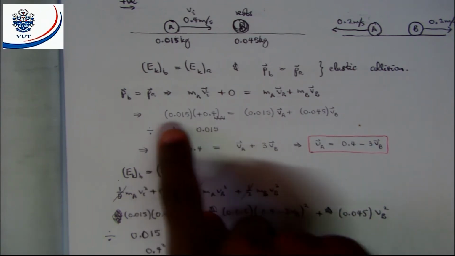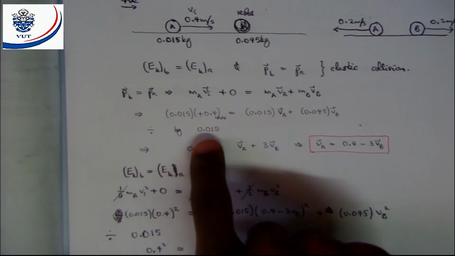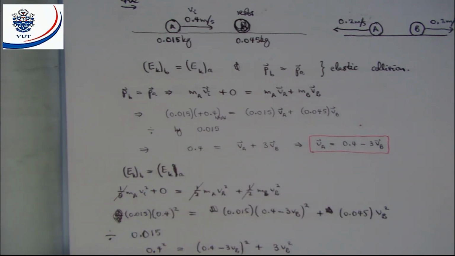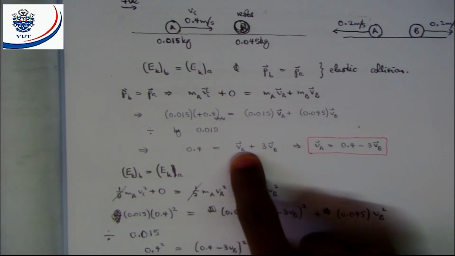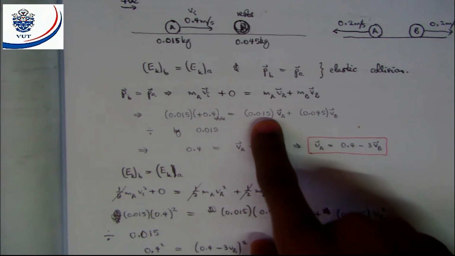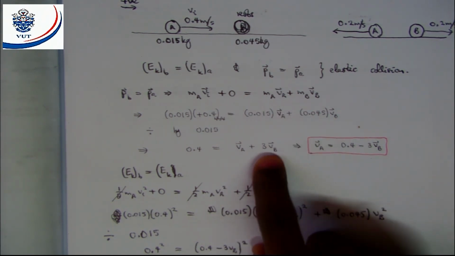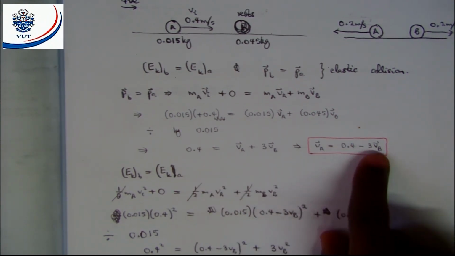Here you can see there's a common 0.015, so I just divide by 0.015 because it's a small number and it can be irritating working with them. So here I'll be left with 0.4. Then I only have VA plus 3 VB, because that's 0.045 and this is 0.015, so dividing by 0.015 you get 3. From this I can write VA in terms of VB. It's just 0.4 minus 3 VB.